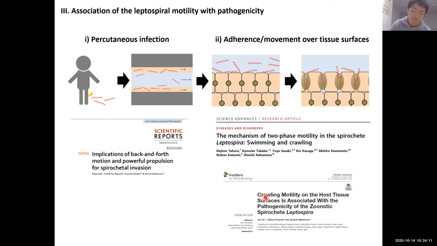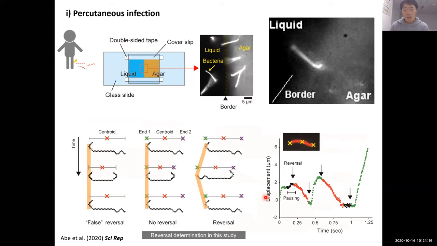So first, pathogenic infection. To investigate the association of motility with pathogenic infection, we designed a very simple cell chamber. Within this chamber, there is a border interface of a rigid phase and agar. This situation resembles skin damage exposed to contaminated water. At the beginning of the experiment, the spirochetes are here in the liquid phase, and then with time, they move to the agar phase.